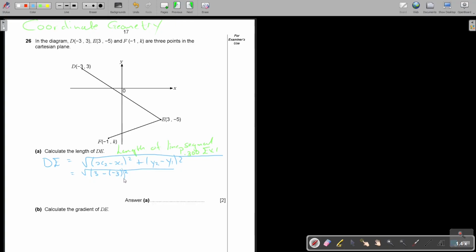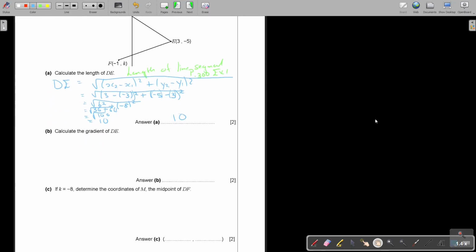Okay. And then plus -5 minus 3. Usually, if I see a negative, I'll do that. But still, you can put a -5 and then negative like that. That will work. And then square. And then, if I simplify that, it's going to be 6 squared plus -8 squared, which is going to give me 36 plus 64, and that's 100, and the square root of 100 is 10. That's nice, such a nice answer.